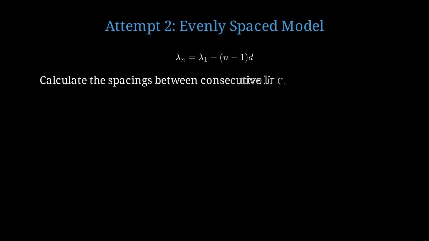Maybe the wavelengths are evenly spaced? Perhaps each line is separated by a constant amount from the previous one? Lambda sub n equals lambda sub 1 minus the quantity n minus 1 times d, where d is the spacing between lines. Let's calculate the actual spacings.